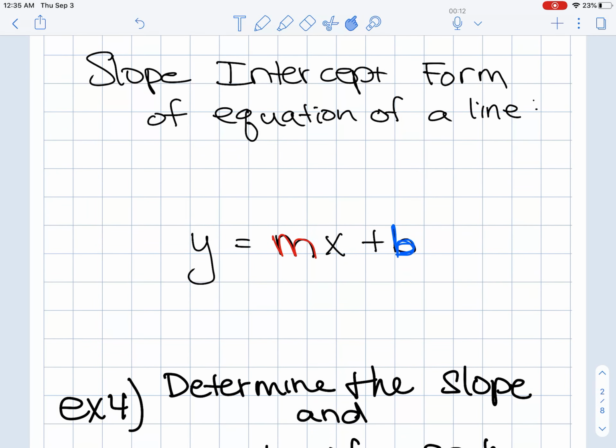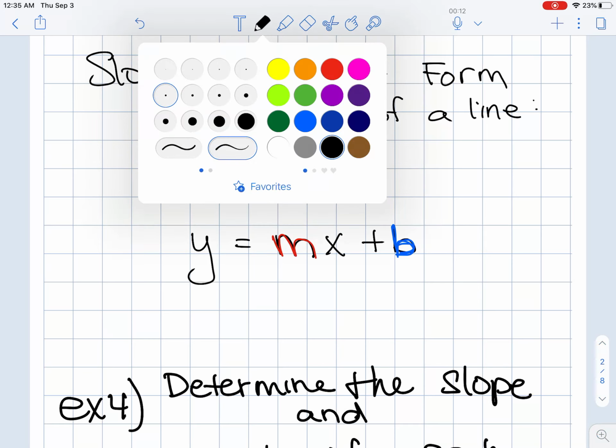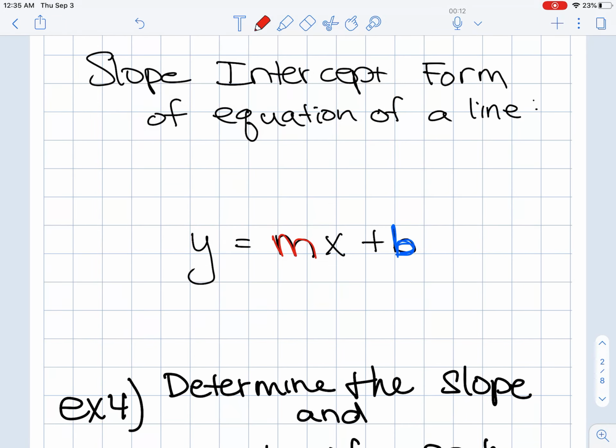Slope-intercept form of an equation of a line is y equals mx plus b. And if you look at the name of slope-intercept form, this is the information that's readily available. Slope is the m. So whatever you find the slope to be or whatever they give you the slope to be, we'll insert for m, which will be the slope.